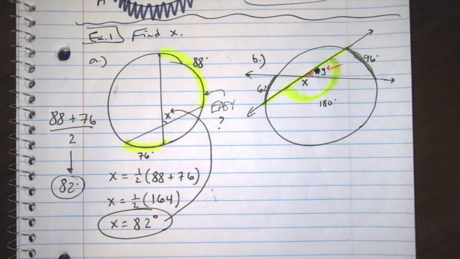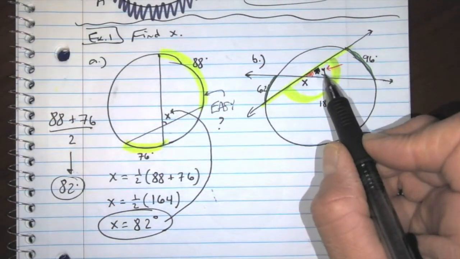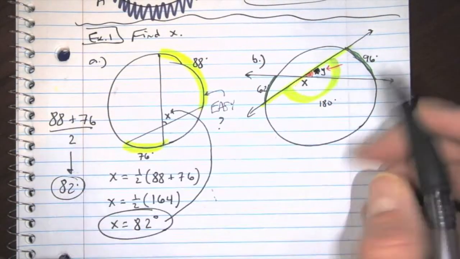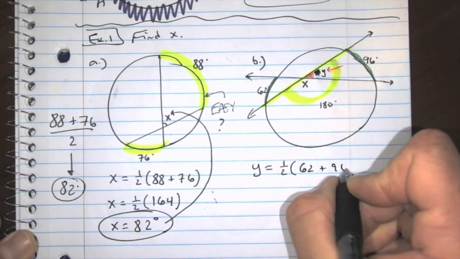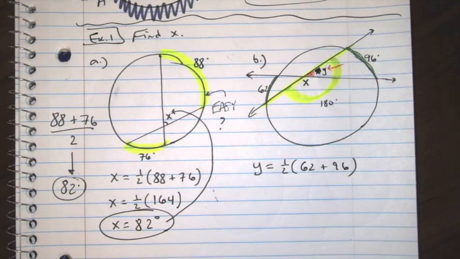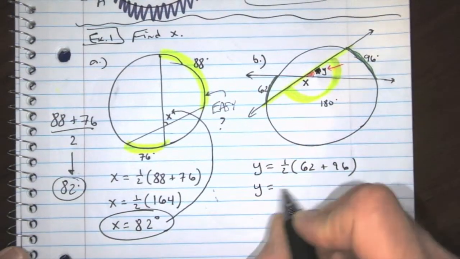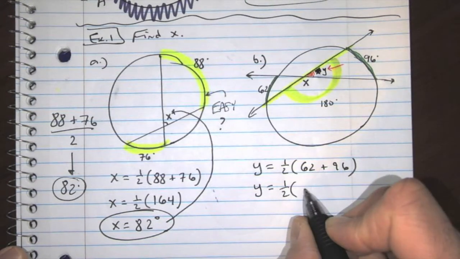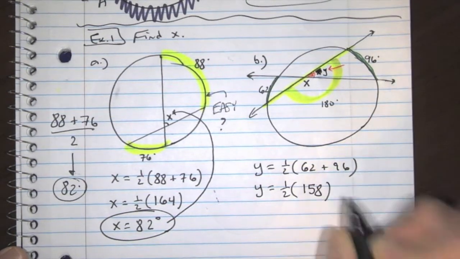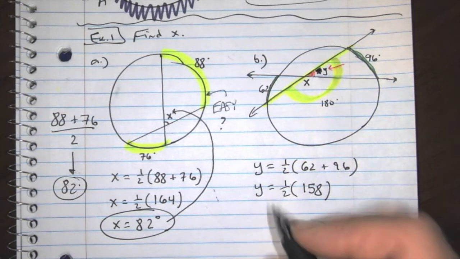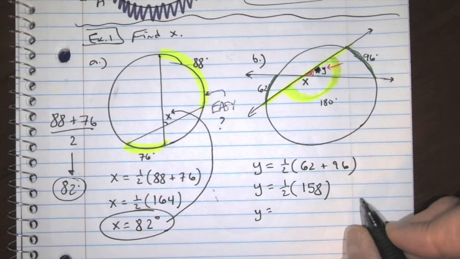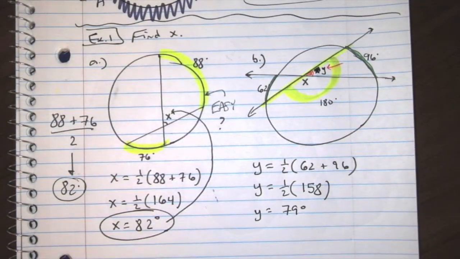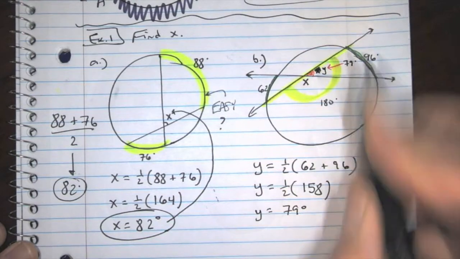All right, I'm talking too much. Find y using the crisscross theorem. I know we're trying to find x, but find y using the crisscross theorem. So y is going to equal 1/2 62 plus 96. Write this down, folks. Try this yourself. So y equals 1/2 of, I think that's 158. Okay, half of 158, is it 79? I think it's 79 degrees. Folks, that is a 79 degree angle.